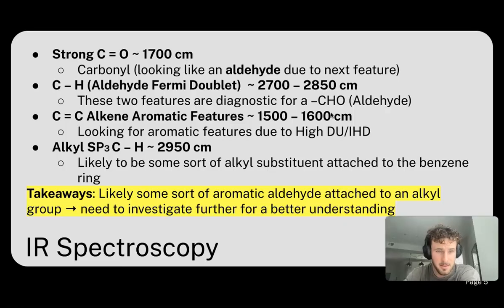Additionally, we had the C double bond to C, and like I said earlier, due to the high index of hydrogen deficiency, we know that we're looking for an aromatic feature, so those alkenes may be indicative that we do have a benzene ring present in our final structure. And then lastly, we had the alkyl sp3 carbon to hydrogen around 2950. This is likely to be some sort of alkyl substituent attached to the benzene ring.